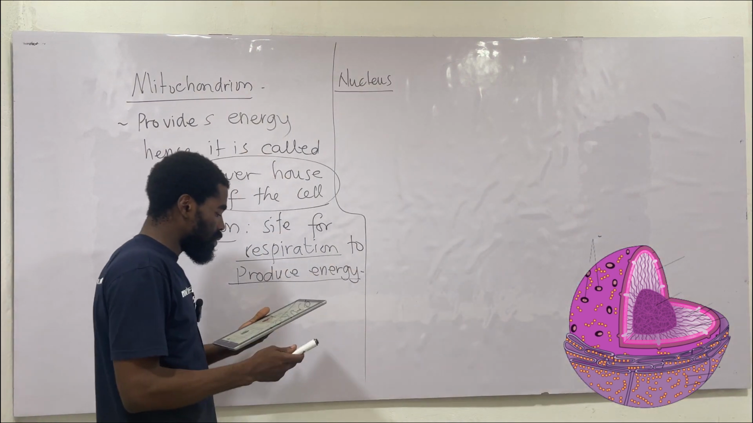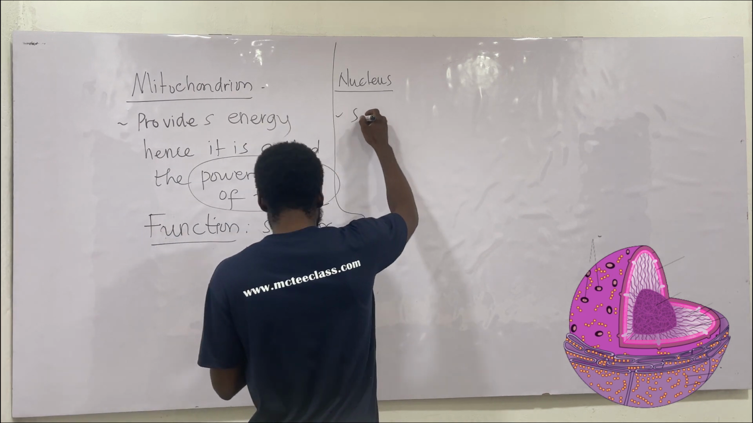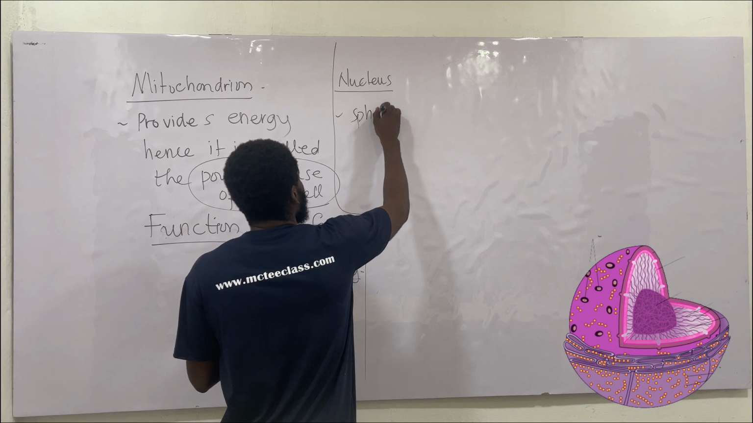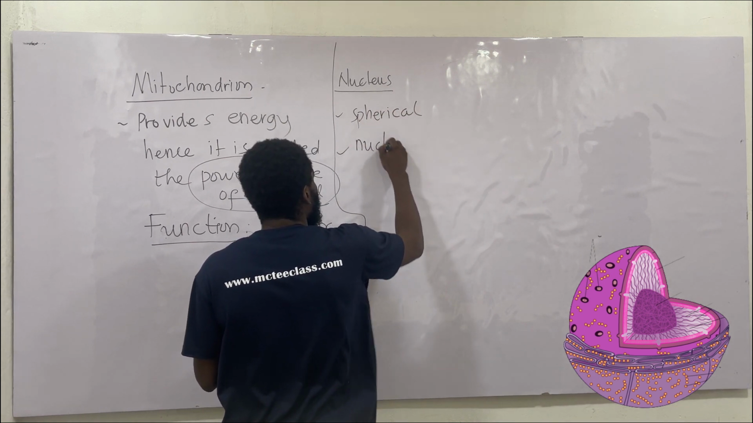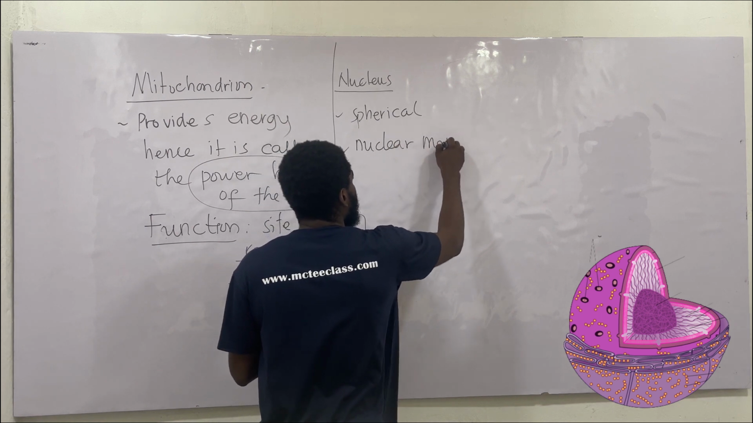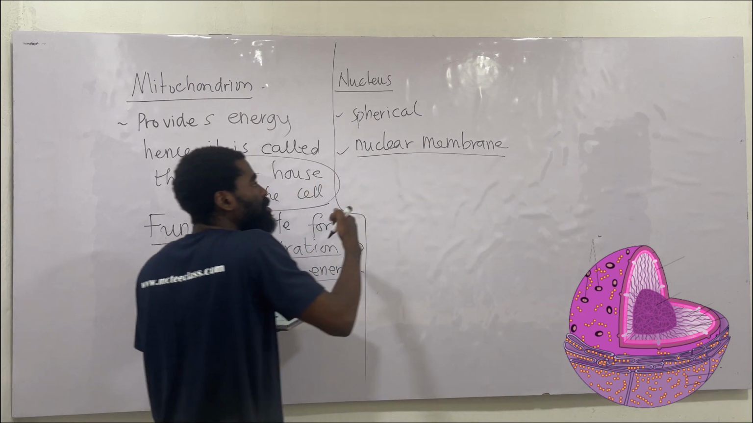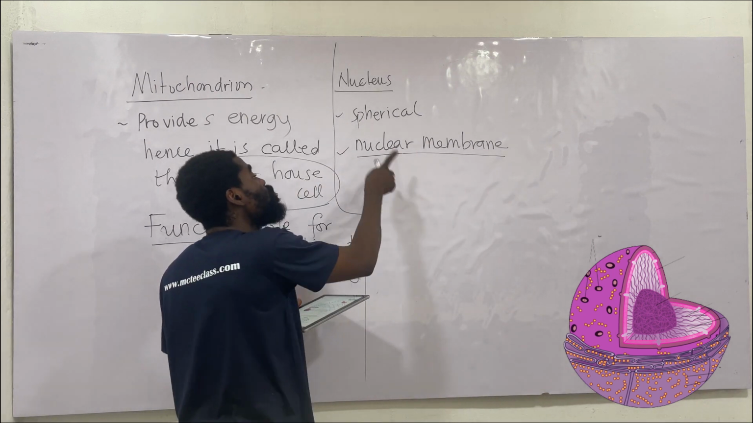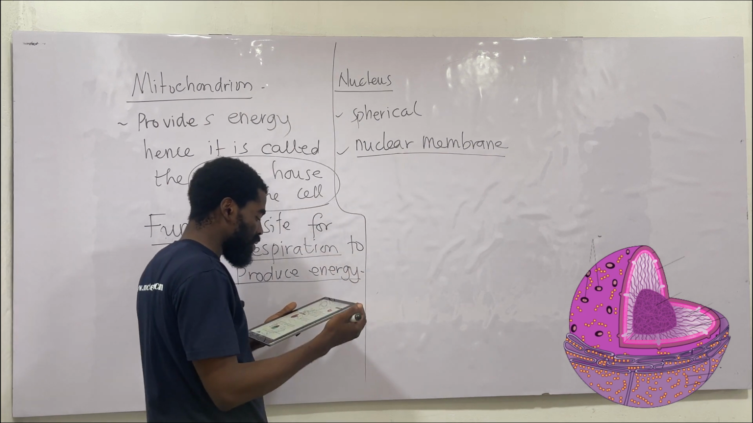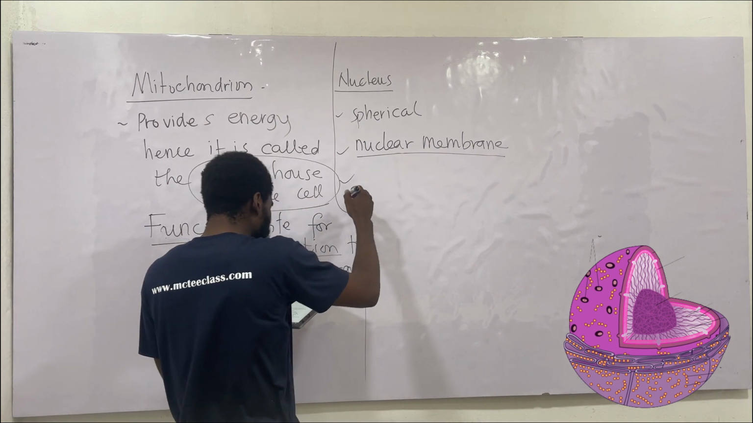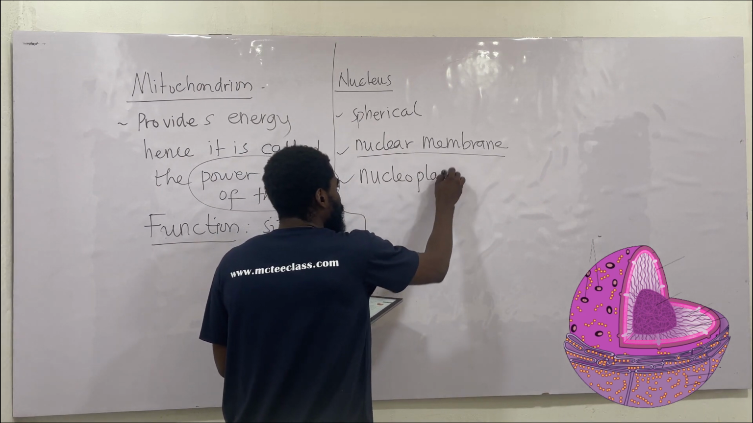The fluid it contains is the nucleoplasm. Inside the nucleus is a fluid. So the nucleus is spherical and has a nuclear membrane. The function of the nuclear membrane is to allow substances in and out of the nucleus, not the cell. So keep that. It contains a fluid called the nucleoplasm.